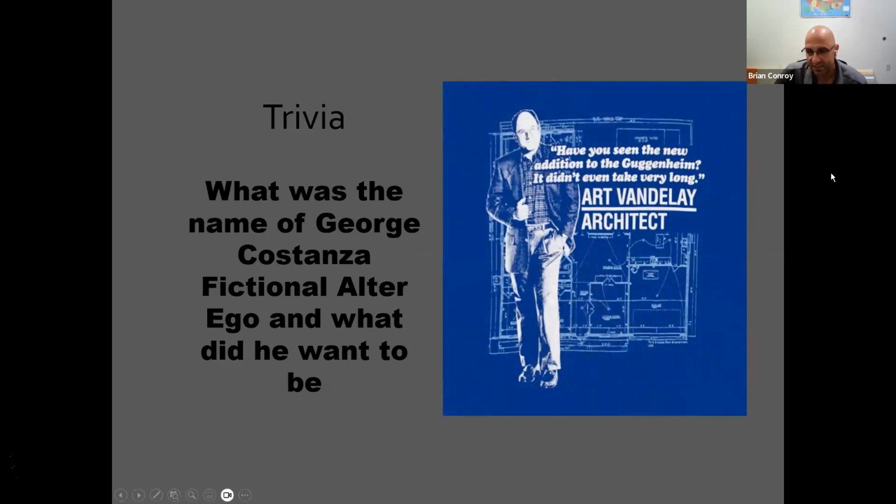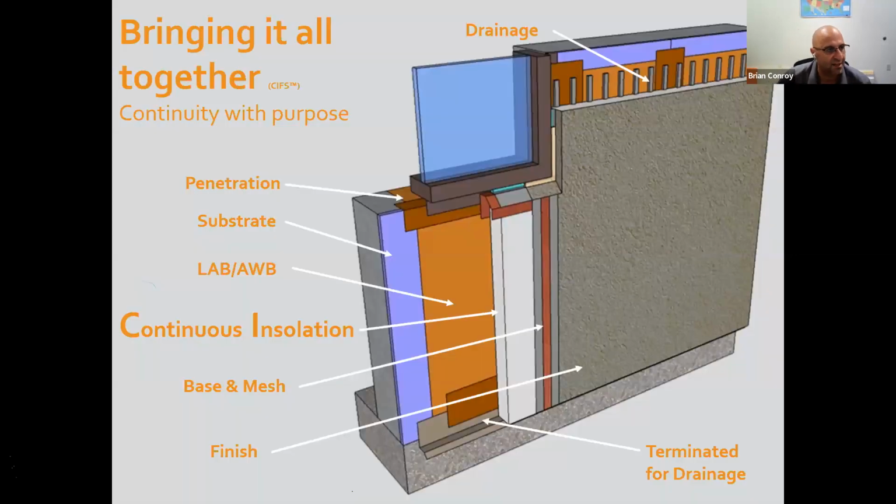So bringing all this together into one system, just like George would, he would bring it all together, and this is what it looks like. A drainage system, penetrations with liquid applied into the wall jamb. I'll mention quickly here the amount of times I see window jambs that are not treated appropriately or not treated completely before the windows are being installed, whether it's a door front window or not. The substrates there, the liquid applied, the continuous insulation, base, mesh, and finish, and your termination.